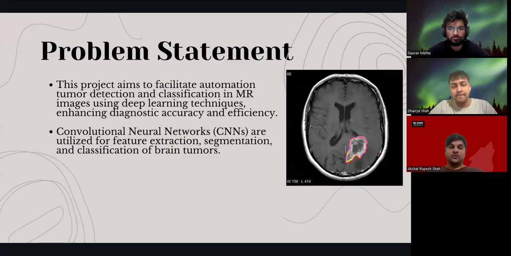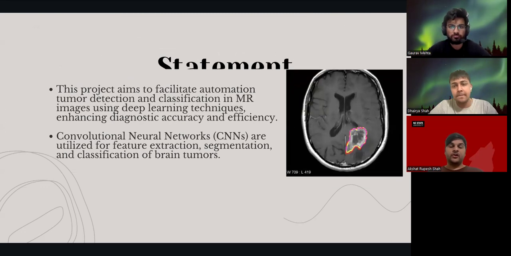Problem statement. In this project, we will be taking some MRI images and running some deep learning techniques on them to accurately and efficiently detect the brain tumor in those patients' MRI scans. For this process, we will be using some CNN models, which will help us with feature extraction, segmentation, and classification of the brain tumors.